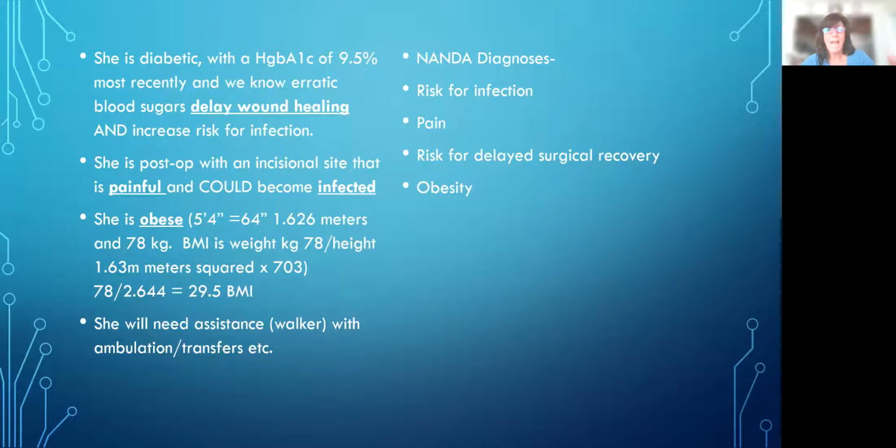And there's more than that. I just kind of gave the ones that were like in your face. So right away, risk for infection, pain, risk for delayed surgical recovery, and obesity. There's 4 nursing diagnoses right from the NANDA list. Now, how do we make the care plan?